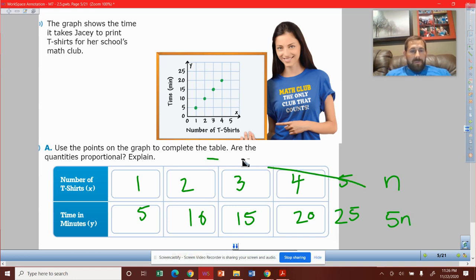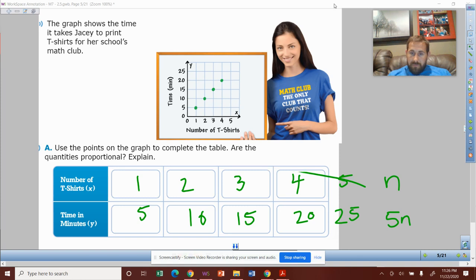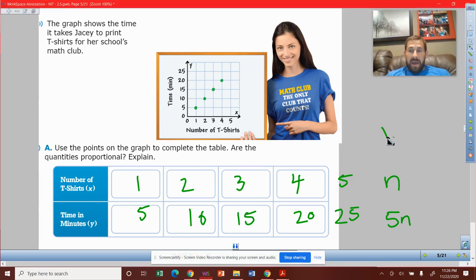Okay, so are the quantities proportional? Explain. Yes. Using the ratio y divided by x, for every y divided by x, it equals 5. So no matter how we look at it, we're going to get 5. And if I wanted to write an equation, it would be y equals 5x.